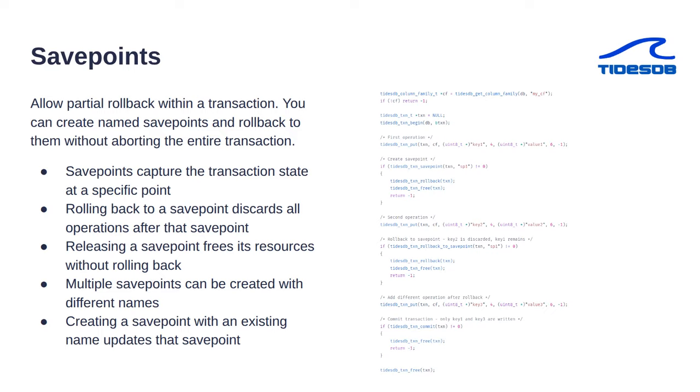TidesDB allows partial rollbacks within a transaction utilizing save points. So you begin a transaction, you write some operations to it, you create a save point, you begin writing more operations to the transaction, and you can roll back to that partial state.